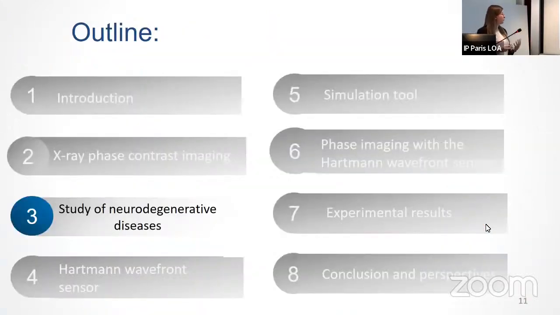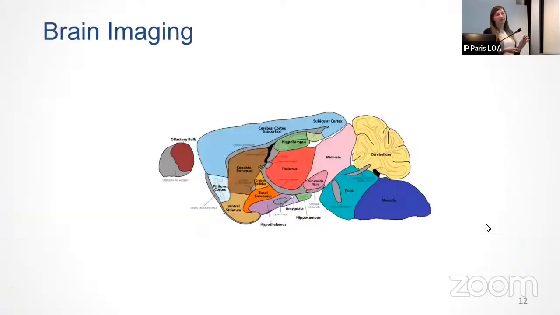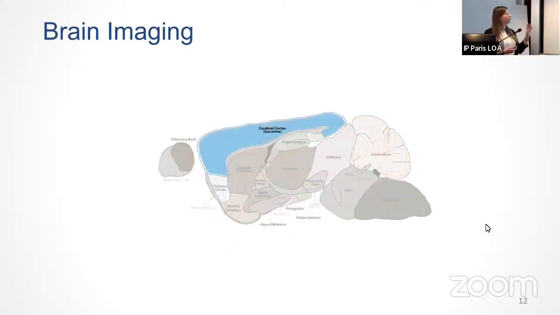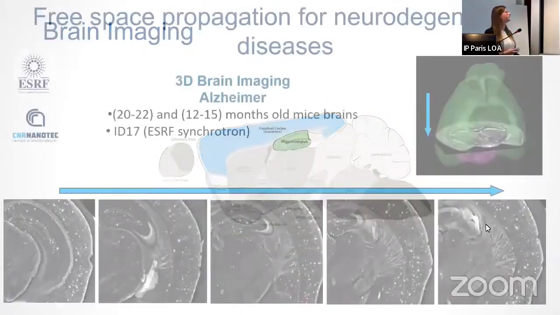What I'm going to show you now are my results on neurodegenerative diseases, obtained with free space phase contrast imaging. We will concentrate on the brain of animal models, especially the mouse. We will concentrate on the cerebral cortex of the mouse and on the hippocampus, which are normally areas involved in neurodegenerative diseases.